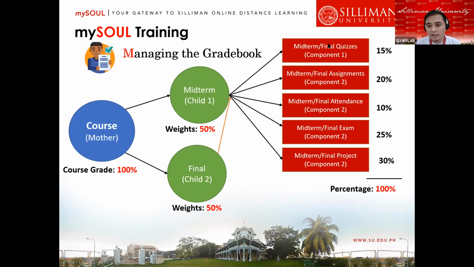And each parameter has its own percentage. So for instance, midterm and final quizzes have a percentage of 15%. We have midterm and final assignments, 20%. Midterm and final attendance, 10%. We have midterm and final exam, 25%. And lastly, we have midterm final project, 30%.